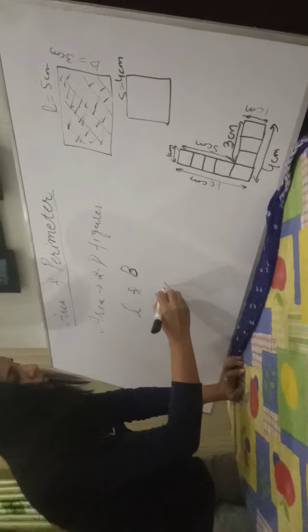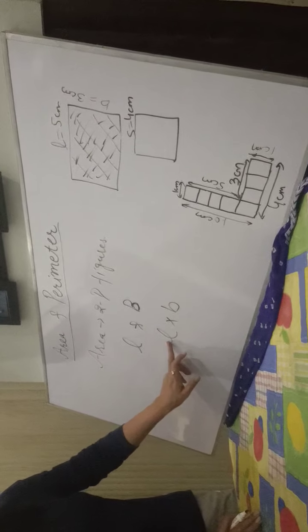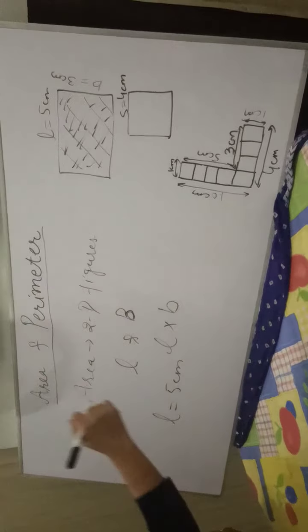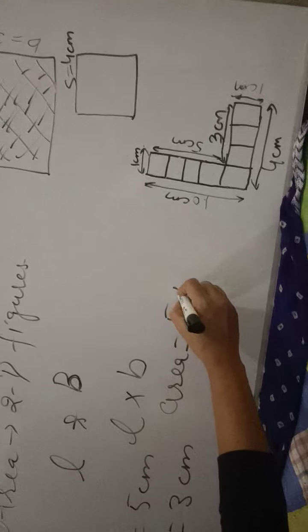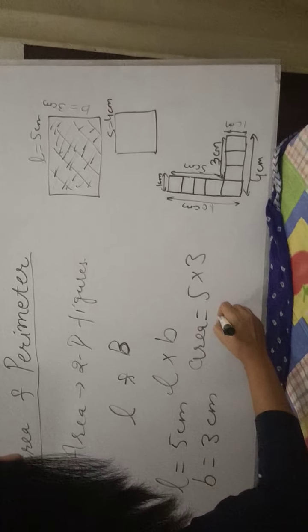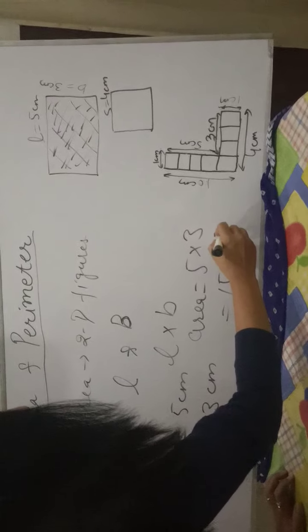I have told you that in area we need length and breadth. So to find out the area of this figure, what will we do? We will apply a formula, length into breadth. Length is given is equal to 5 centimeter, you can see in the figure, and breadth is given is equal to 3 centimeter. So what will be the area? Area is equal to 5 into 3. So it will become 15 centimeter square.